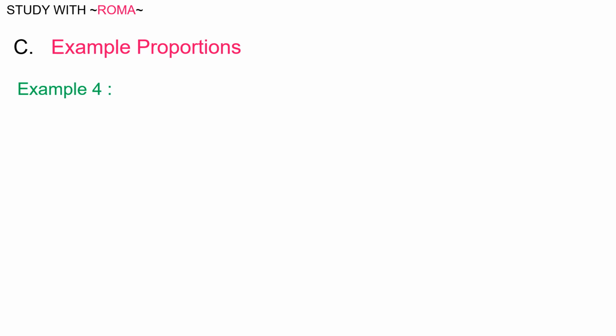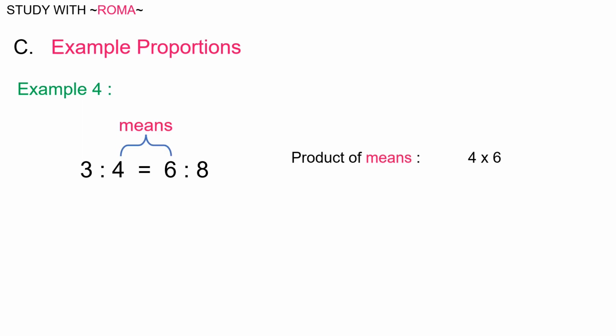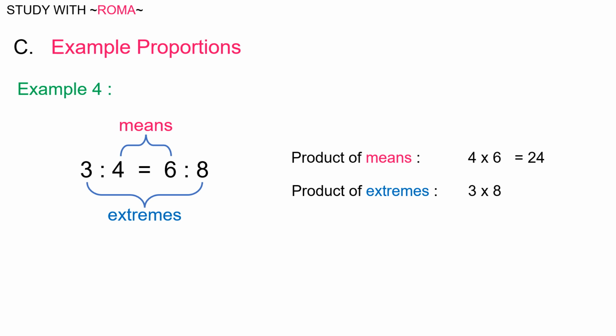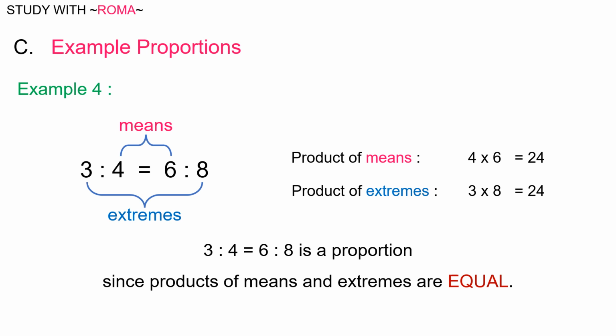For the last example, we have 3:4 equals 6:8. Is this a proportion? Let's check. The product of means, which is 4 times 6, is equal to 24, and the product of extremes, which is 3 times 8, is also 24. 3:4 is equal to 6:8 is a proportion, since products of means and extremes are equal.